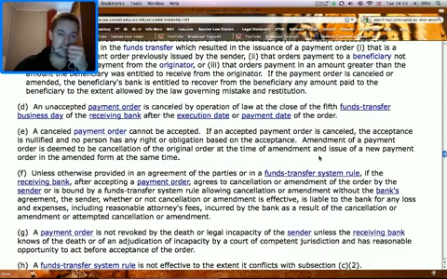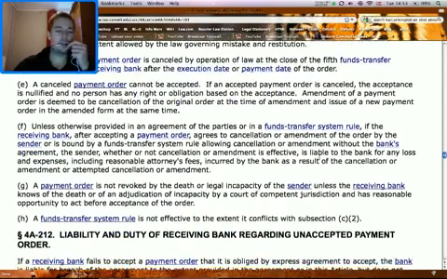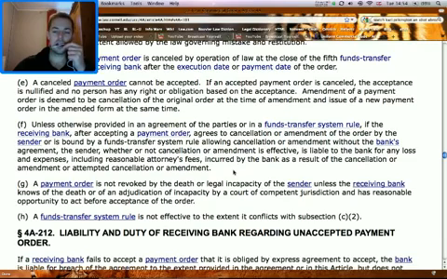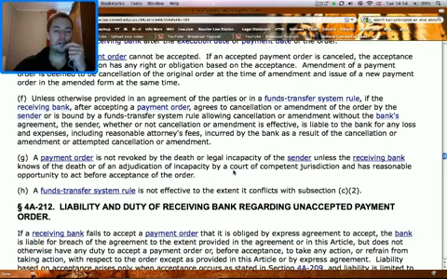Amendment of a payment order is deemed to be cancellation of the original order at the time of amendment and issue of a new payment order in the amended form at the same time, unless otherwise provided in an agreement of the parties or in a funds transfer system rule. If the receiving bank, after accepting a payment order, agrees to cancellation or amendment of the order by a sender, or is bound by a funds transfer system rule allowing cancellation or amendment without the bank's agreement, the sender, whether or not cancellation or amendment is effective, is liable to the bank for any loss and expenses, including reasonable attorney's fees, incurred by the bank as a result of the cancellation or amendment, or attempted cancellation or amendment.